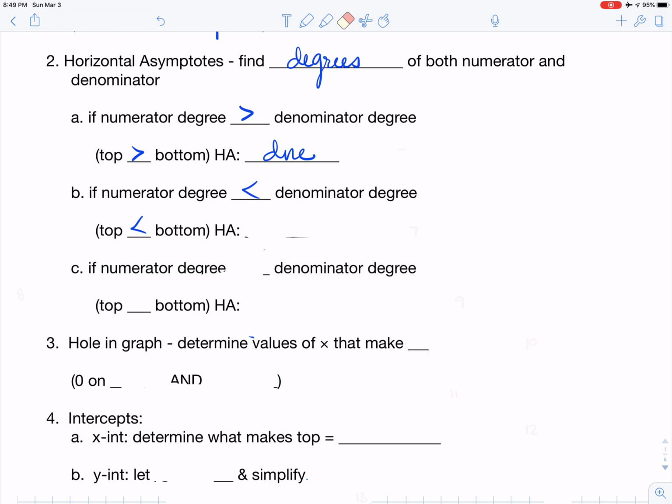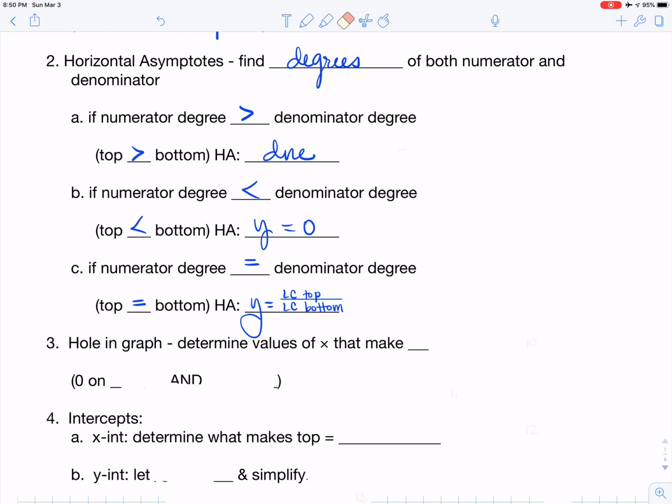However, if the degree on top is lower than the degree on bottom, then your horizontal asymptote is going to occur at y equals 0. Thirdly, if your degree on top is equal to the degree on bottom, this one's going to be a little bit more extensive. Your horizontal asymptote is going to occur at y equals the leading coefficient on top divided by the leading coefficient on bottom.